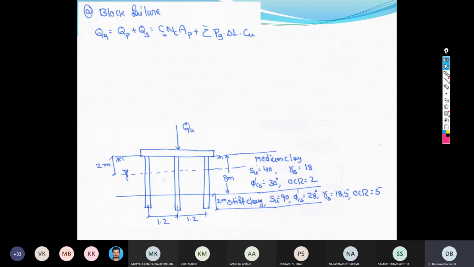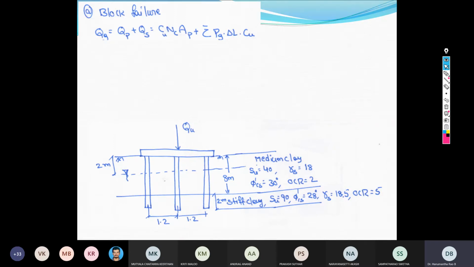So first let us consider the block failure. In case of the block failure, as we know, the pile group capacity Qu is nothing but the summation of point capacity plus skin friction. We have already understood the governing equations for calculating the pile capacity. For point bearing capacity, Cu Nc into Ap, plus for skin friction capacity, it is summation of Pg into delta L into Cu. So there is nothing new. This equation is very well known.